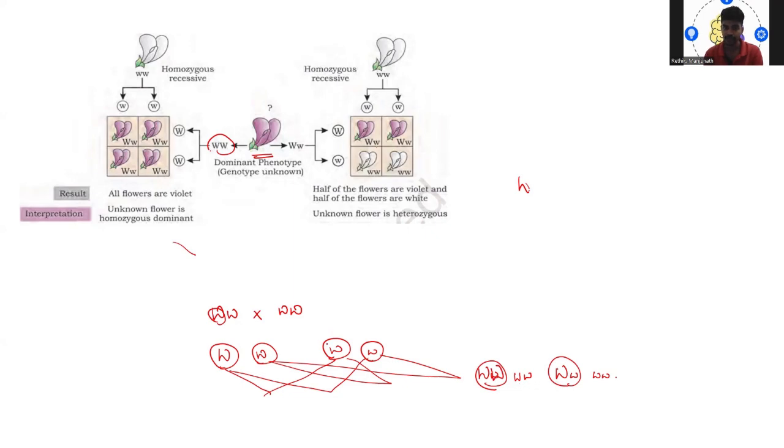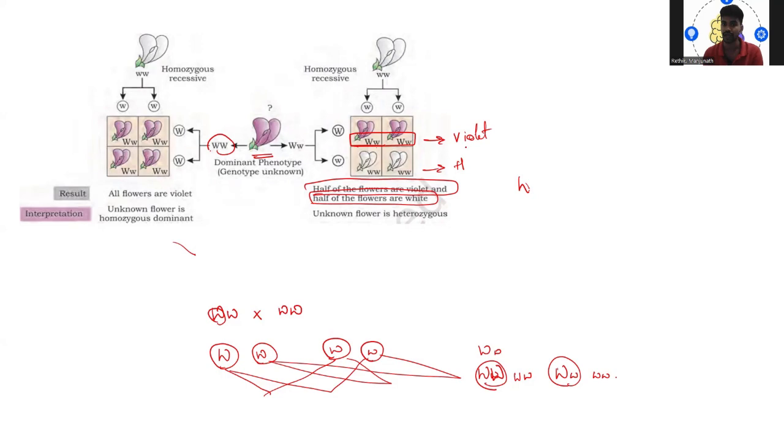So capital W and capital W. What you will be seeing is two of them are in heterozygous condition and two of them are in homozygous condition. Can you see here? The heterozygous is violet in color, right? This is homozygous in condition, which is white in color. So half of the flowers are now violet and half of them are white in color. So that unknown flower is heterozygous.